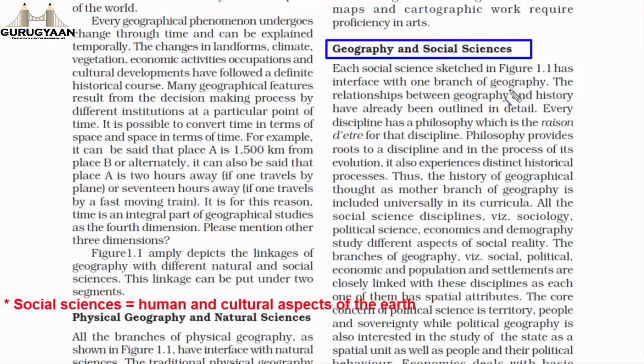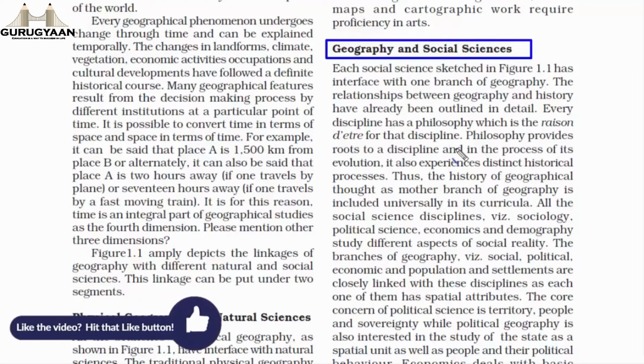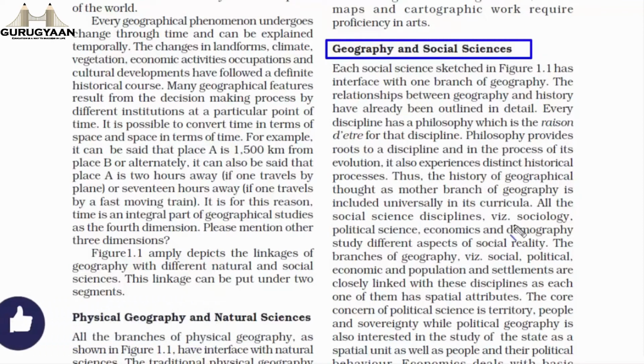So when we say social sciences, we are talking about the cultural and the social aspect of human society. And again, this topic is also equally important because when we are trying to understand geography as a whole subject, then understanding social as well as the natural sciences is equally important. Now, the disciplines that fall under social sciences are sociology, which studies the classification of human societies.